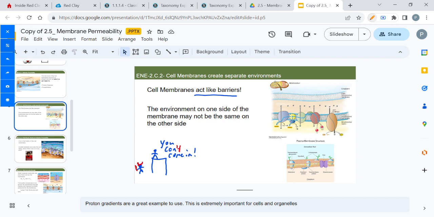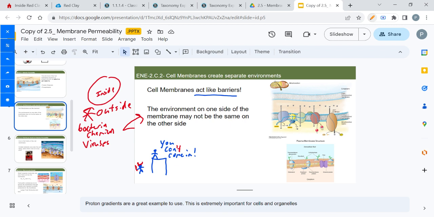Just to give you an idea, the environments will not be the same. If we think about the cell, here's the cell. Well, what's on the outside? It's a completely different environment compared to the inside of it. There might be specific things on the outside, like bacteria or nasty chemicals and, God forbid, viruses. Now viruses have their own thing, but humor me for a second. We don't want these things inside, so we're going to try to keep them outside. We do not want them to come inside of the cell.